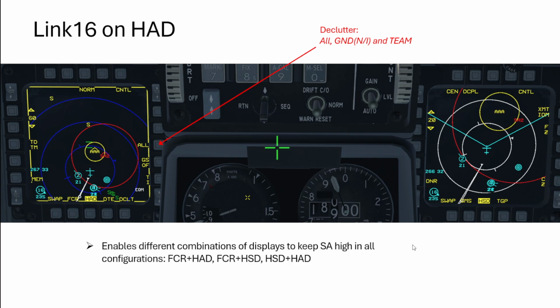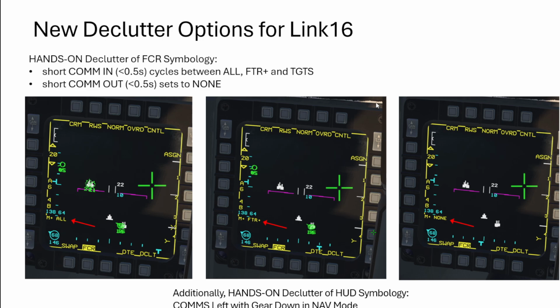Okay, and of course you can declutter in different ways. Declutter was implemented to not have this overloaded information. You can have declutter where everything is shown; ground is not implemented; and team, where only the team tracks are shown, which is very interesting instead of having all tracks here. There are tons of new declutter options for Link 16 that we implemented.